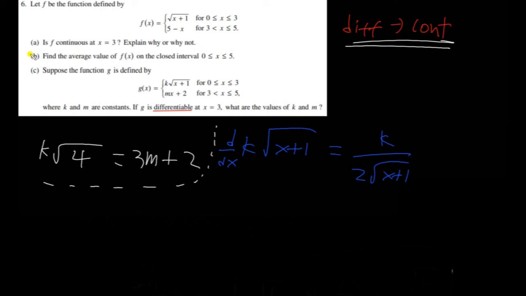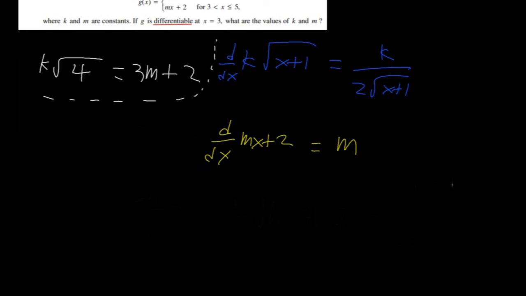And then now we can take the derivative of the second part of the function. What's the second part of the function? mx plus 2, right? Remember, m is just a constant here as well, just like k was. So if we take the derivative of this, we're just going to get m. Okay? And remember, the function is differentiable, so when I plug in x equals 3, this equals that. Alright? So that gives us our second equation that we can use. That equation being k over 2 times the square root of 3 plus 1, which is 4, equals m.